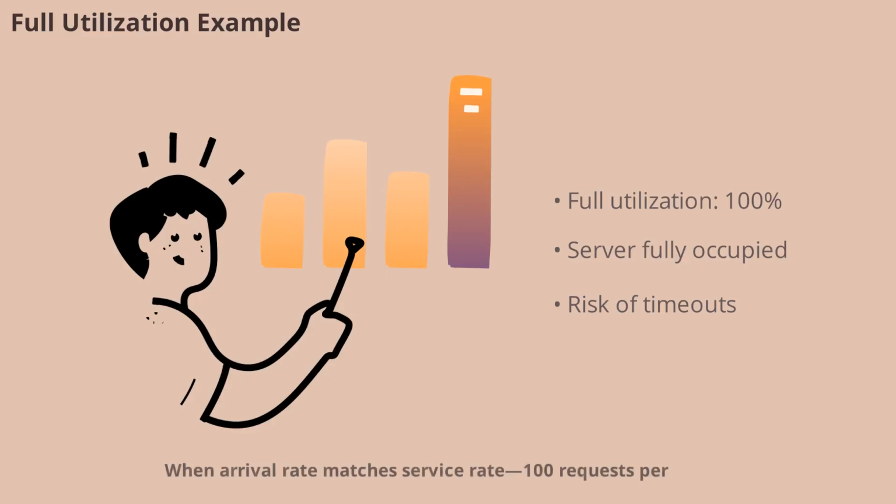When arrival rate matches service rate, 100 requests per second with a capacity of 100, utilization reaches 100%. The server is fully occupied. If processing slows down or traffic increases, requests begin queuing, latency rises rapidly, and some requests may time out. This is why engineers rarely run production systems at full utilization. Keeping some spare capacity is crucial for reliability.